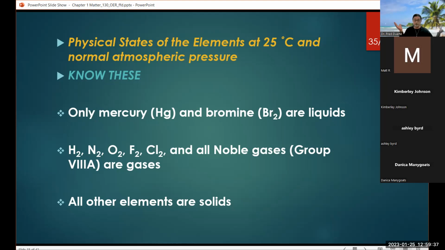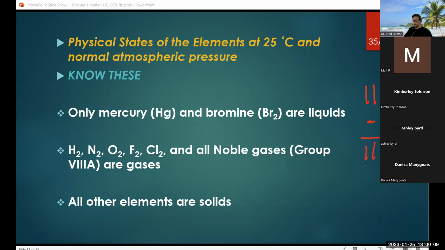which is basically 1 atmosphere where we're at right now. If you go to Colorado, it's less than 1 atmosphere. The air gets thin up there. So of the 118 elements, 2 of them are liquids at 25 degrees. So we start off with 118, 2 of them are liquids, so we have 116 elements left.